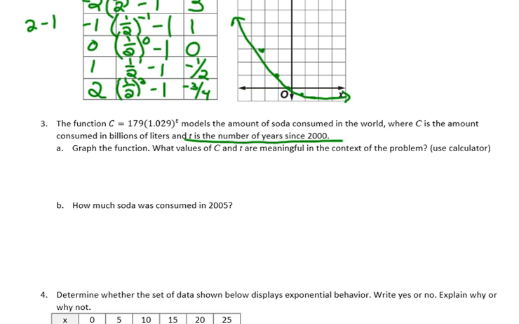If you put that into your calculator, you have to be careful of how you enter it. So we're going to have 179 times 1.029. Now, you can still just put the x, raised to the x power, since we're dealing with our x and y graph. So you don't have to enter it as a t. So when you graph that, let me give you a sketch here.